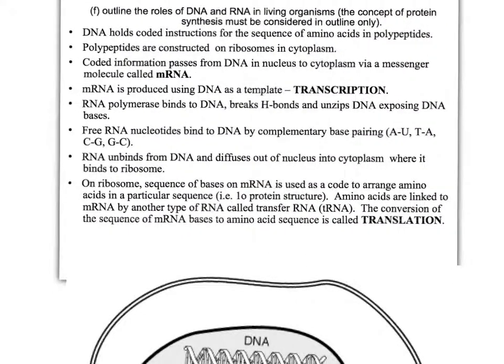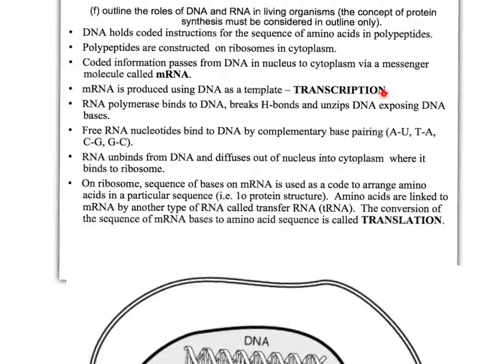I address that in a little bit more detail up here. So I said DNA holds coded instructions for the sequence of amino acids in polypeptides. The polypeptides are constructed on ribosomes, which occur in the cytoplasm, which immediately gives us a problem, because the DNA is in the nucleus, and yet the process of protein synthesis happens in the cytoplasm. The information on the DNA is read, or an imprint is made of it, by a molecule called mRNA. So the mRNA is produced using the DNA as a template, and that's known as transcription.